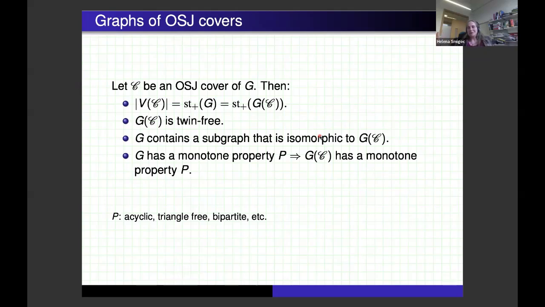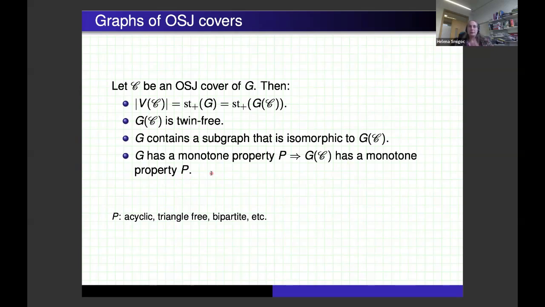These graphs are twin-free. We can probably see this from what I said before and from this observation. And the third bullet point, which I find the most interesting, is that the graph G contains a subgraph that is isomorphic to C of G. And that is useful when you try to come up with a certain factorization. So this observation restricts the pattern of this matrix C in the middle of the factorization, but also tells us that if G has monotone property P, then C of G will also have the same monotone property P.